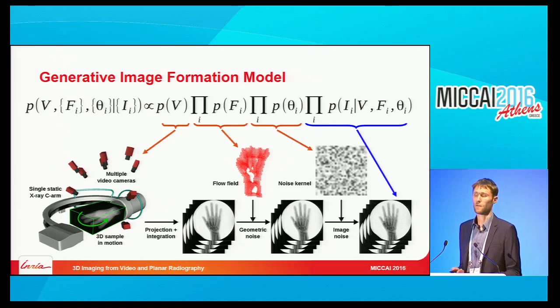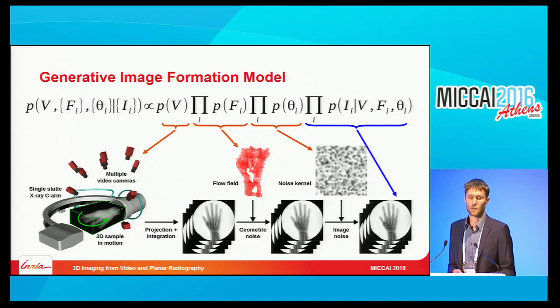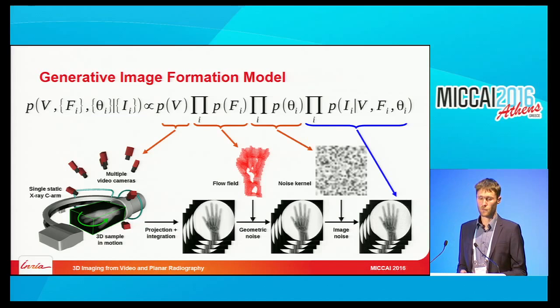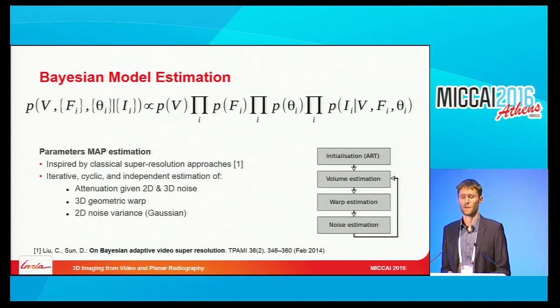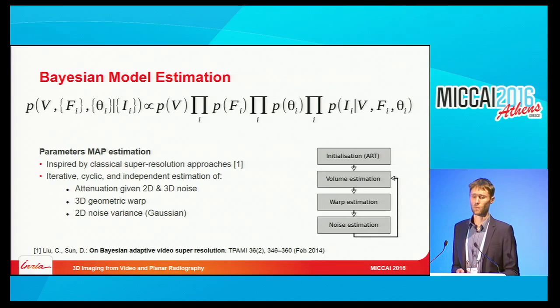So what do we do with that? The problem is that obviously in reality we have to solve the backward problem. We do have these images in reality, and what we really want is the volume. So to do that, we use a Bayesian framework, which allows us, knowing that the three components, so the actual attenuation volume, the 3D noise, and the 2D noise are independent, to estimate all three of them independently using a MAP estimation. This is essentially inspired from typical super resolution approaches that have been used a lot.